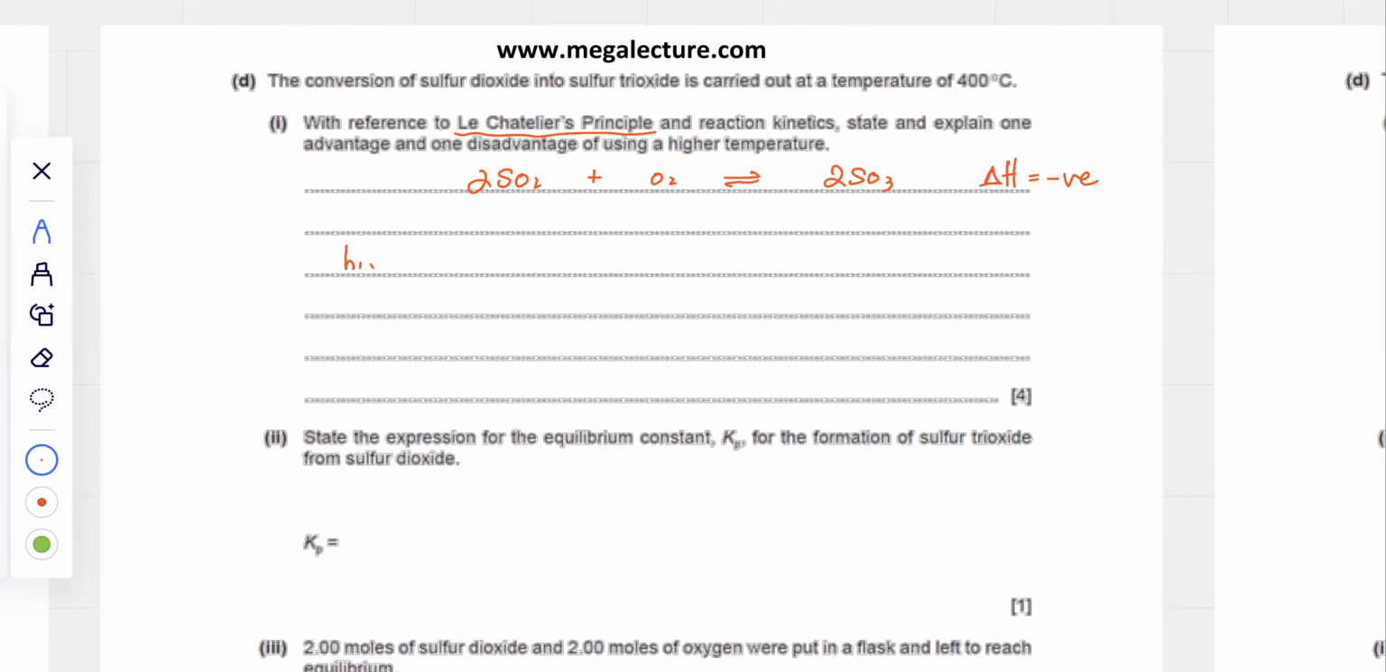So first thing, what are the two things that could happen at higher temperature? He wants a comment on both things, not just the Le Chatelier principle, but also on the reaction kinetics. So we're going to focus on the Le Chatelier principle. We just studied that higher temperature favors the endothermic reaction. Which reaction is that in this case, backward or forward? Which one is the endothermic reaction?